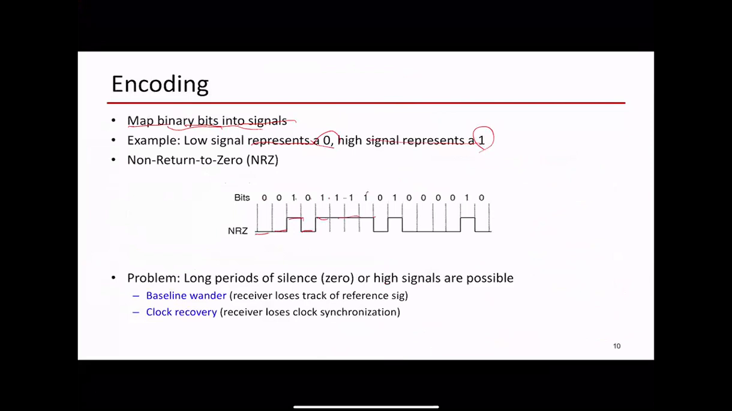We call this NRZ, non-return to 0, and the problem is that long periods of silence or of high signals are possible. Let's say my information is 0, 0, 0, 0. If it is repeating 10 times, it is very hard to follow. Why is it hard to follow? Because every receiver comes with a reference signal. What is a reference signal?